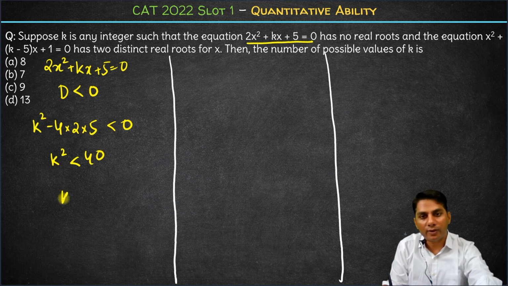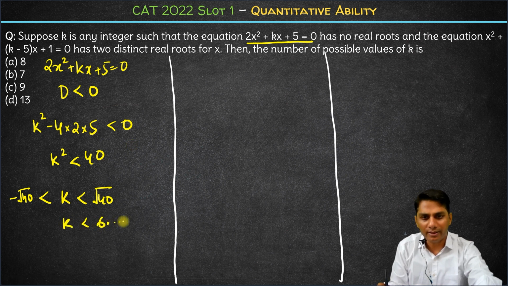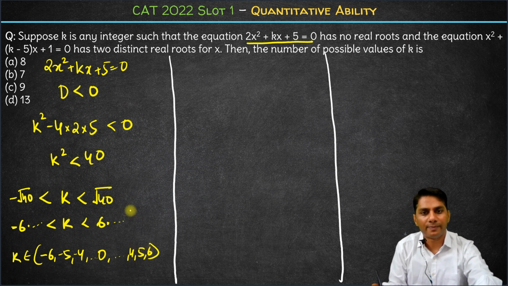So if k square is less than 40, it means k is less than plus root 40 but greater than minus root 40. Root 40 is approximately 6 point something. So k is less than 6 point something but greater than minus 6 point something. Right? So what are the values that k can take between minus 6 point something and plus 6 point something? So k can be minus 6, minus 5, minus 4, and so on till 0, 1, 2, 3, 4, 5 and 6. Right? So these are the values that k can take.